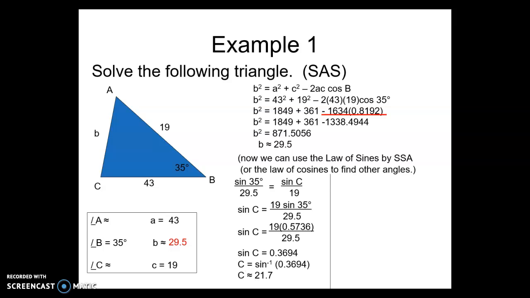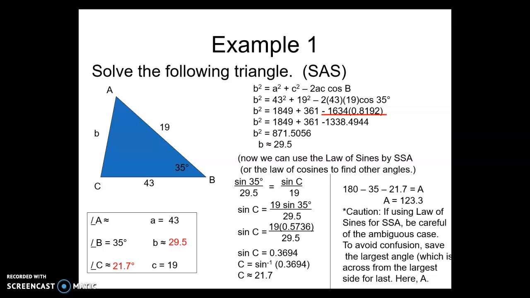And then you would be foolish to do all this work again. Instead, you could just subtract from 180 degrees to figure out angle A. Voila. Okay?